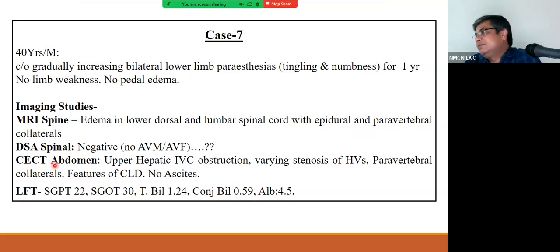So CECT abdomen was again done to look for causes of collaterals. On CT, upper hepatic IVC obstruction was seen along with varying stenosis of hepatic veins, paravertebral collaterals, features of CLD, and there was no ascites. LFT was just borderline.